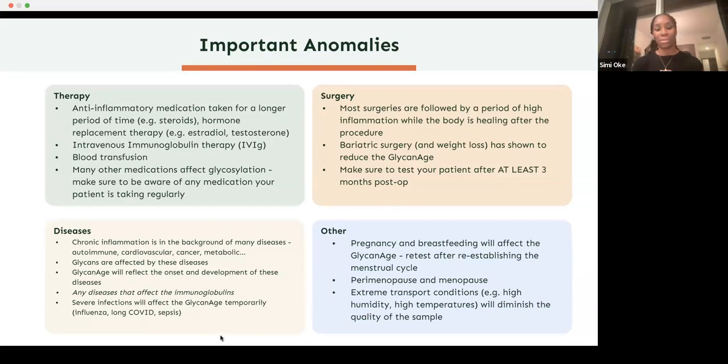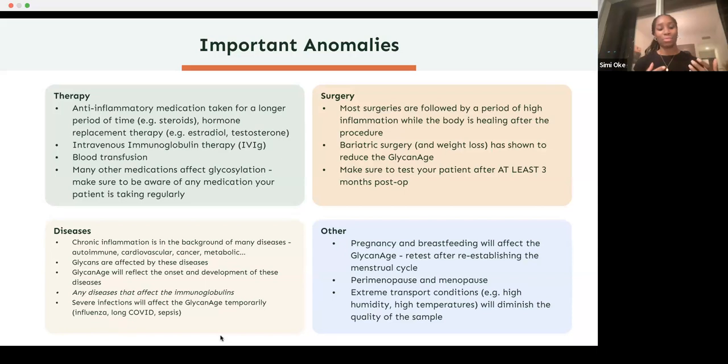And I will email you back with the medications that we know can increase your GlycanAge. And then, of course, with disease, chronic inflammation is in the background of many diseases. Therefore, if you have a chronic inflammatory process going on, it is going to affect your GlycanAge. In this case, this is what we expect. So we expect to see your GlycanAge respond to chronic inflammation and chronic diseases that you have.